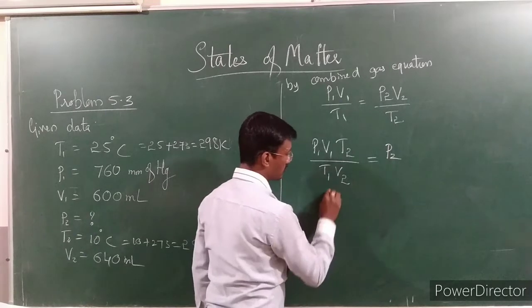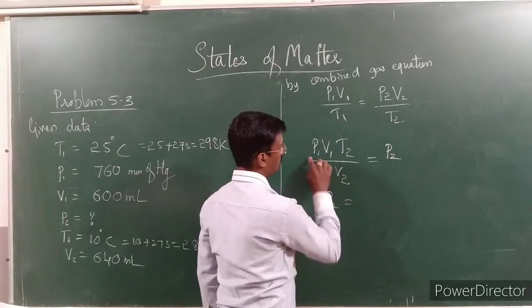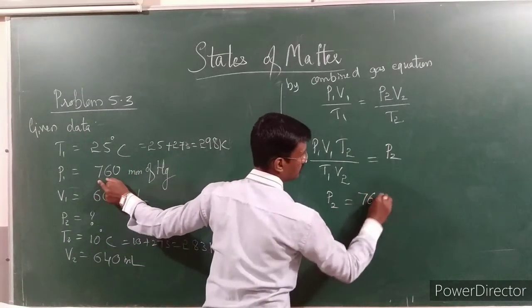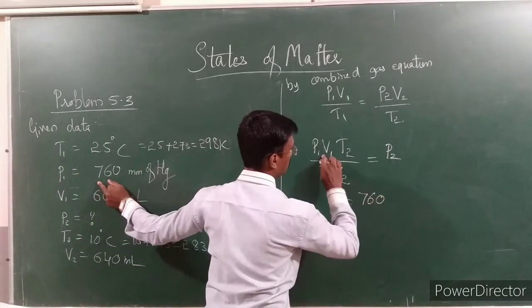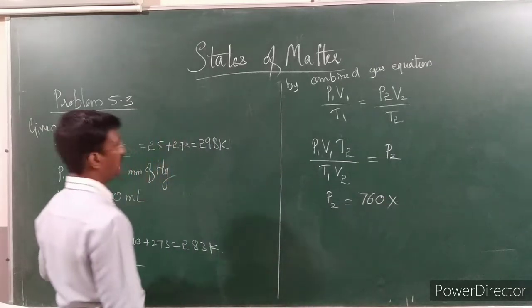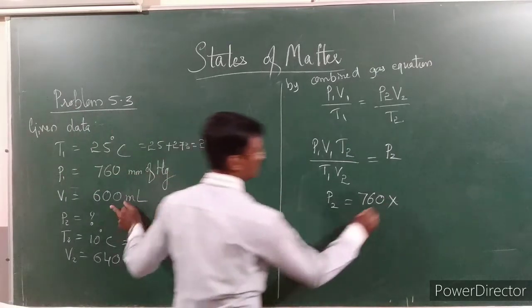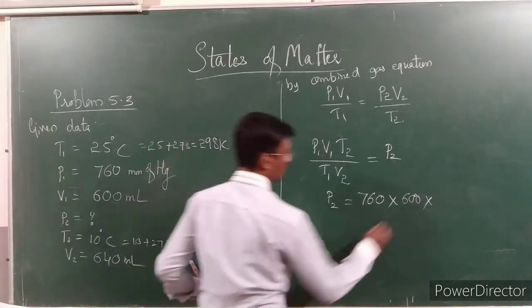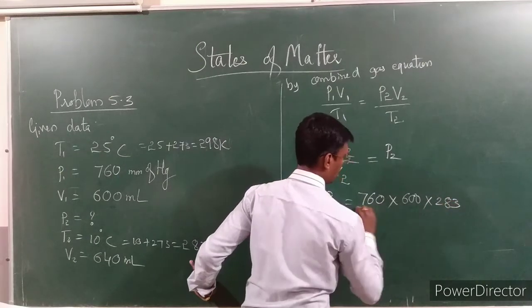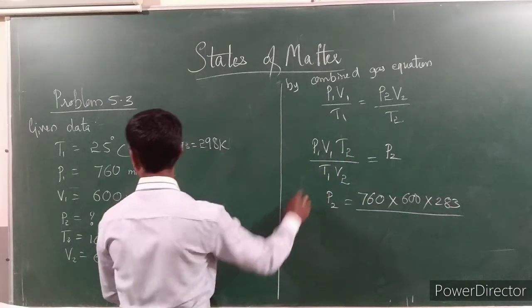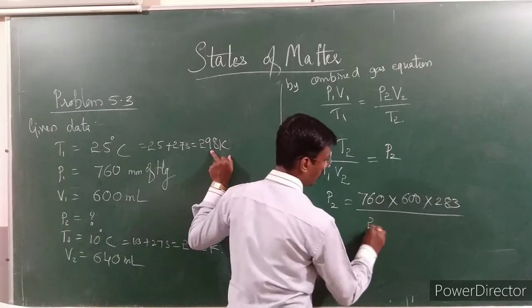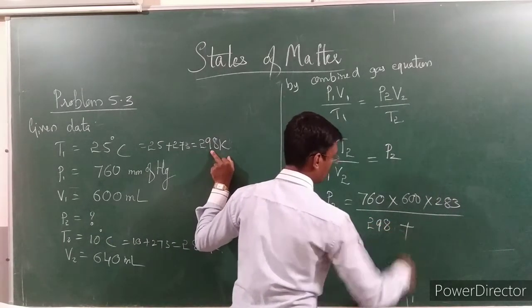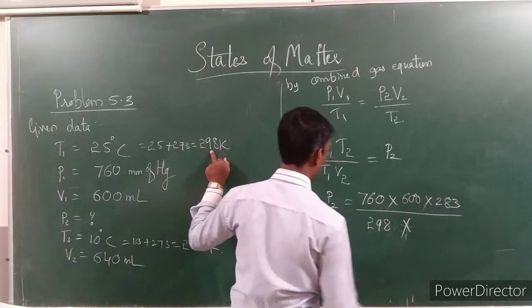So here we are going to substitute the values. P1 is nothing but what here? P1 is equal to 760, into V1, which is nothing but 600, into T2, which is nothing but 283, divided by T1, which is nothing but 298 Kelvin. It's not plus, it's also into.